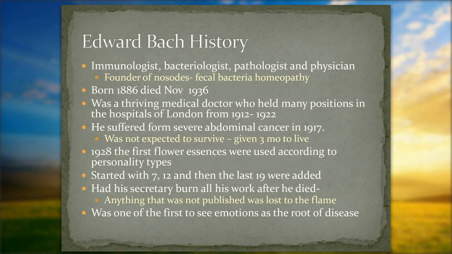In 1928, he started making the first flower essences, and he started using these according to personality types, which we'll also discuss in some of the following webinars. He started with 7, then 12, and then the last 19 remedies were added to develop all 38 Bach flower remedies before his death.